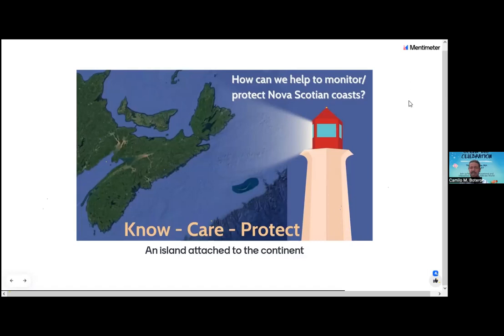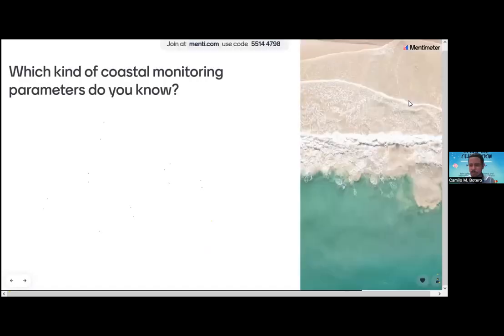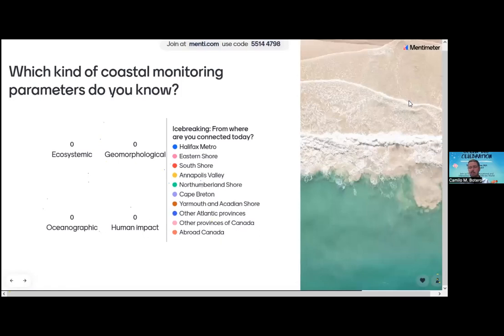And this is the idea of why we want, from the Nova Scotia Environmental Network, to call for you, so that we can do something together. Then we will go again to the Mentimeter, to our fund. And I want to ask you, which kind of coastal monitoring parameters do you know?